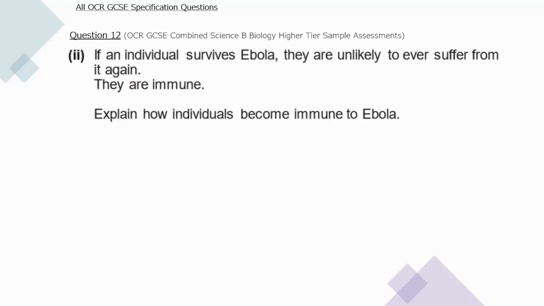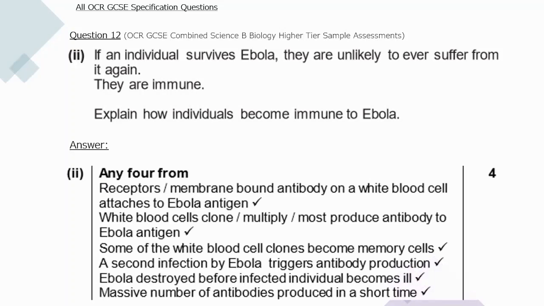And so we can discuss this. We can say how if Ebola does infect us for a second time around, it's going to trigger antibody production, and it's going to be destroyed quickly before they become ill due to the large number of antibodies that can be produced in a short time. So you can see our answers here.